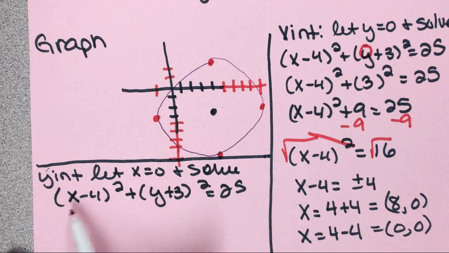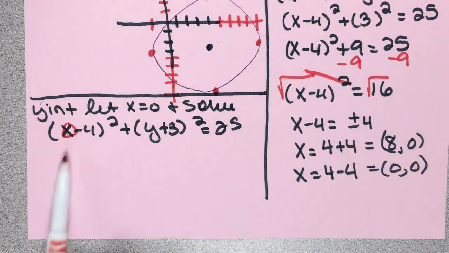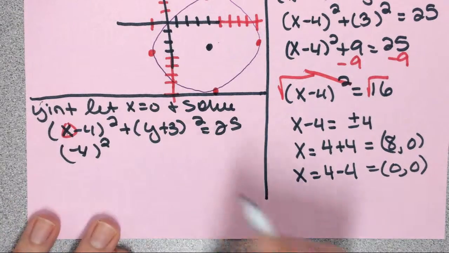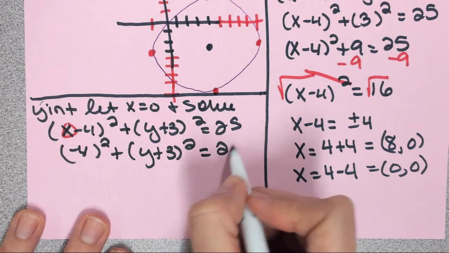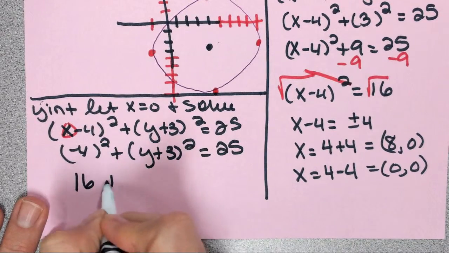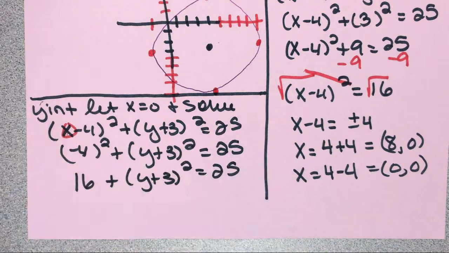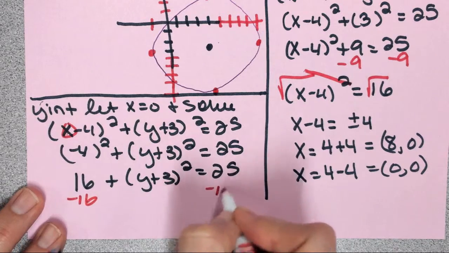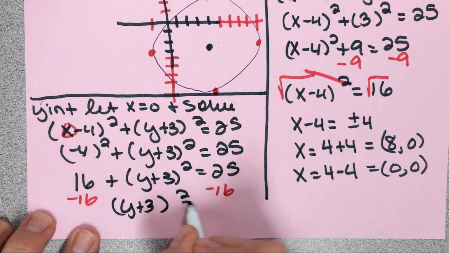Okay, so what am I going to let the x be right here? 0. All right, so if I let that equal 0, what does 0 take away 4? Negative 4 squared plus y plus 3 squared equals 25. Good. 16. Hold on, let me catch up with you. You're right. I'm going to do what? Very good. Okay, so we have y plus 3 squared equals 9.